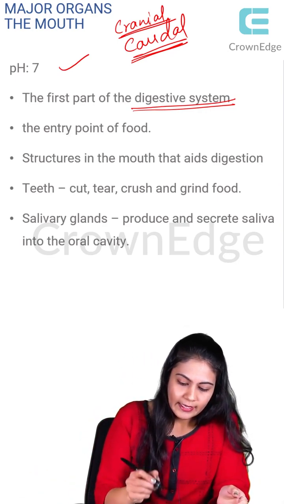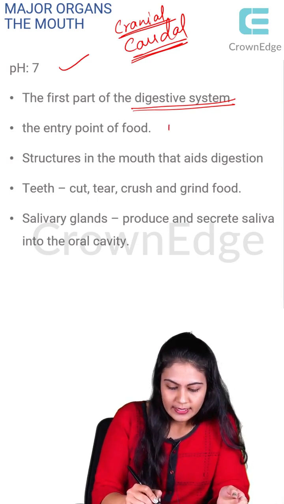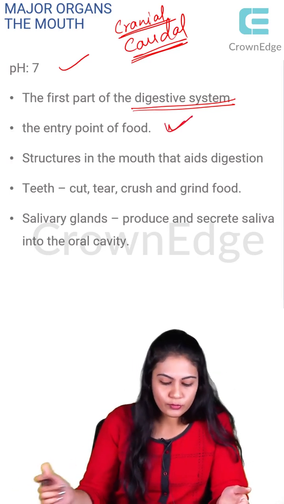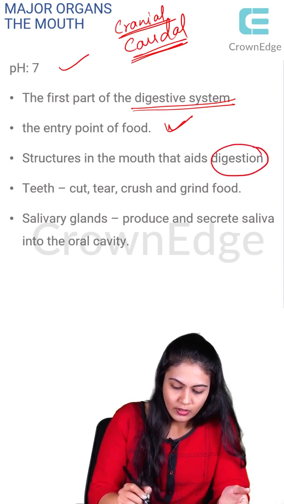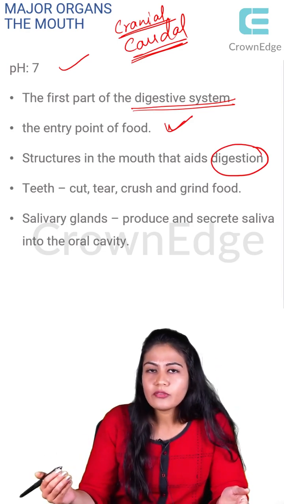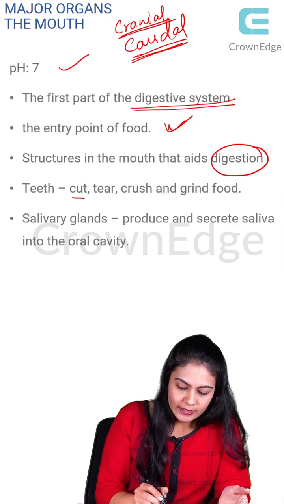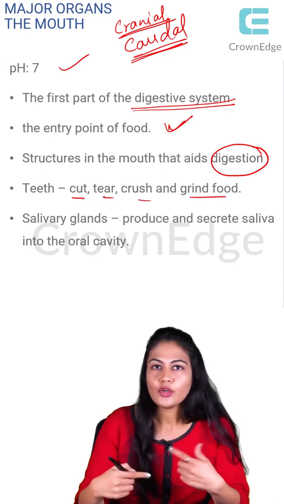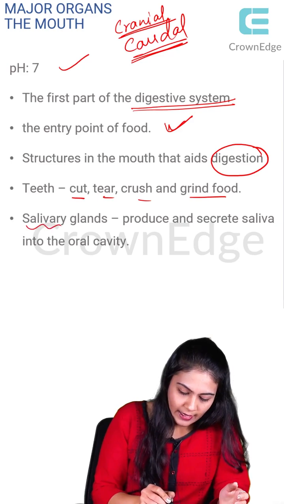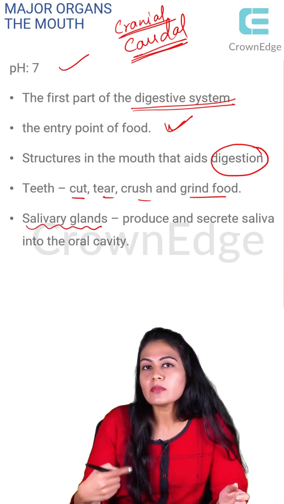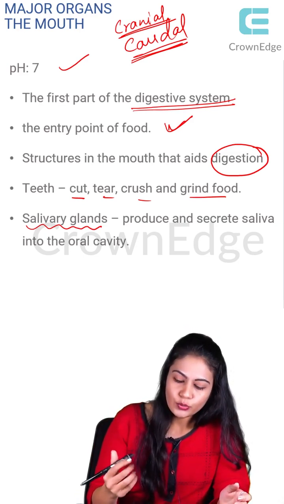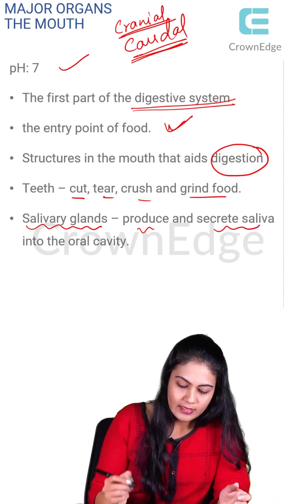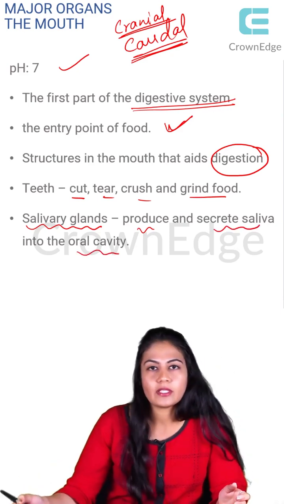So, the cranial end, that is our mouth, it's the entry point of food, right? And the structure in the mouth aids digestion. How? We have teeth, right, which cut, tear and crush and grind the food, right? And to help them, we have some salivary glands, right? So what these salivary glands do, they produce and secrete the saliva into the oral cavity.